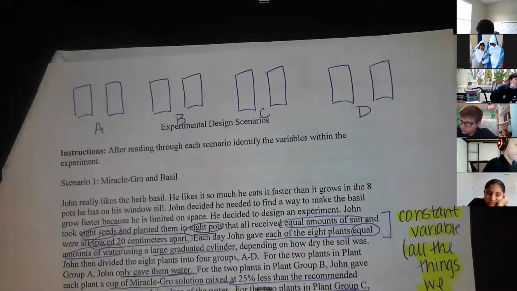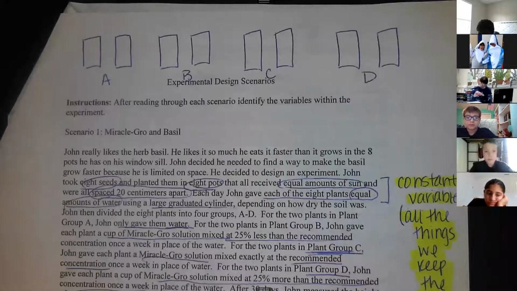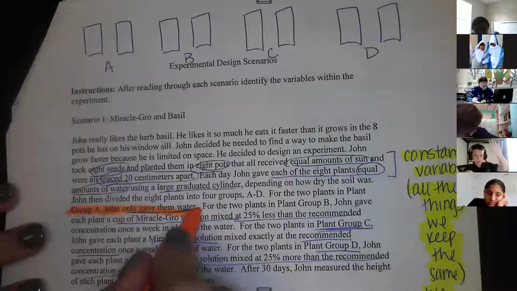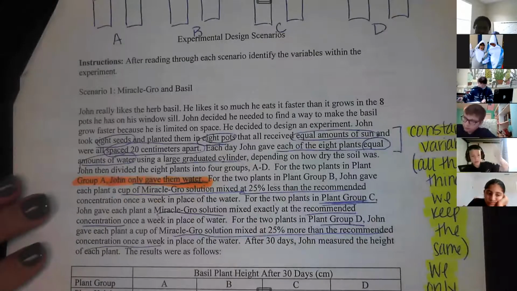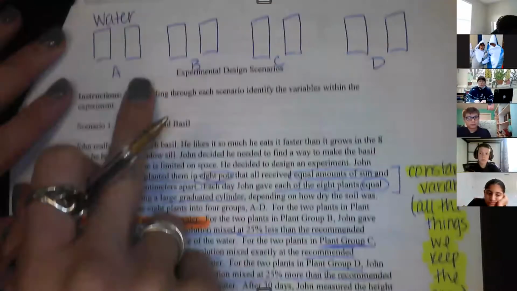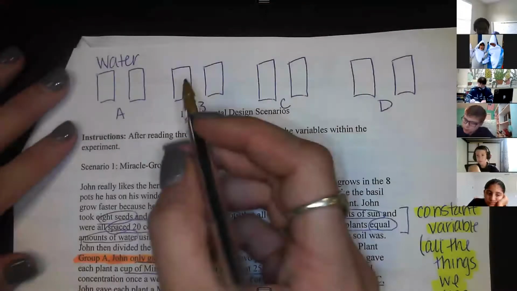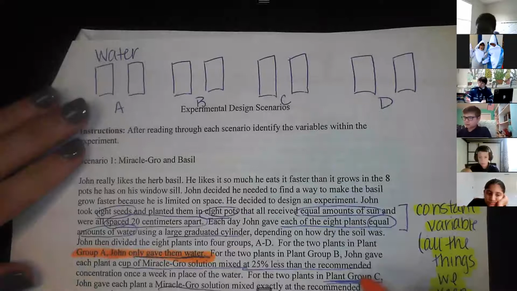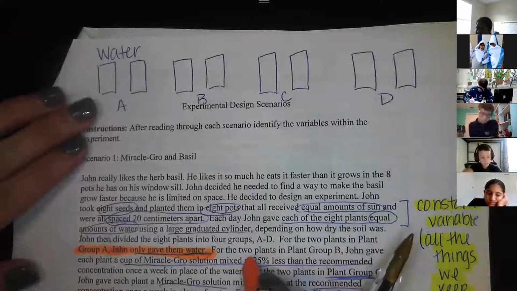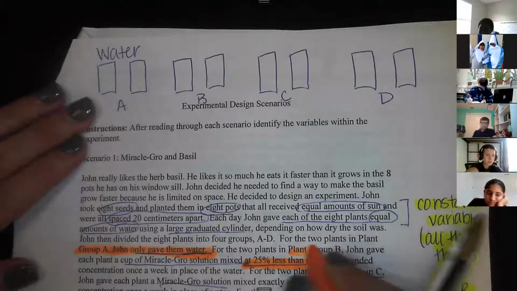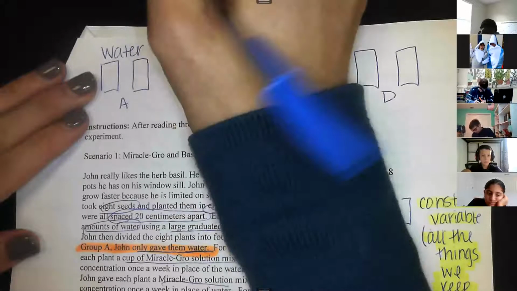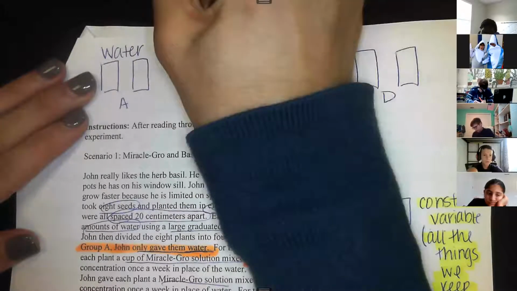According to the experiment, what did plant group A get? Group A got only water. So we're going to write water. That would be my control group. That's my baseline. What did plant group B get? Go ahead, Kyle. Yeah, 25% less Miracle-Gro. So we'll write 25% less.